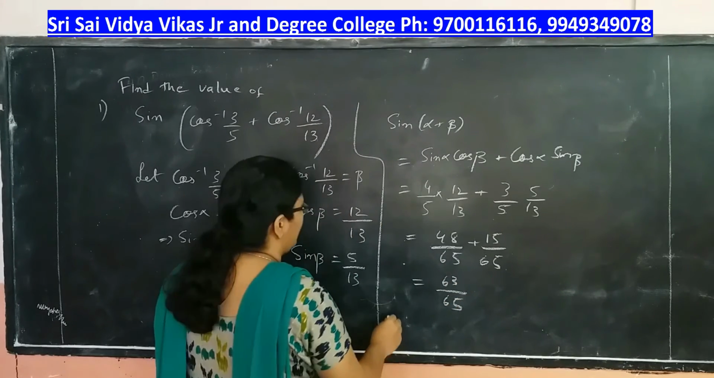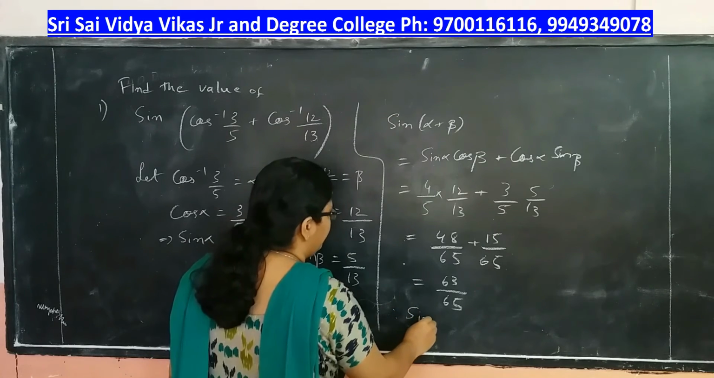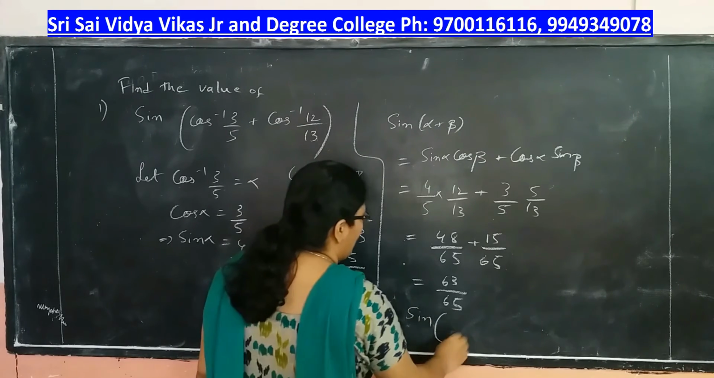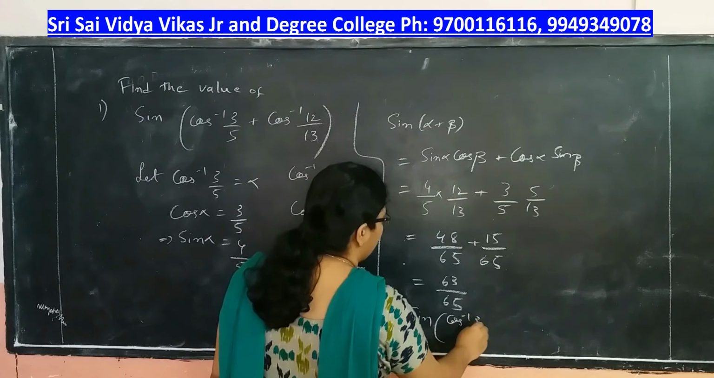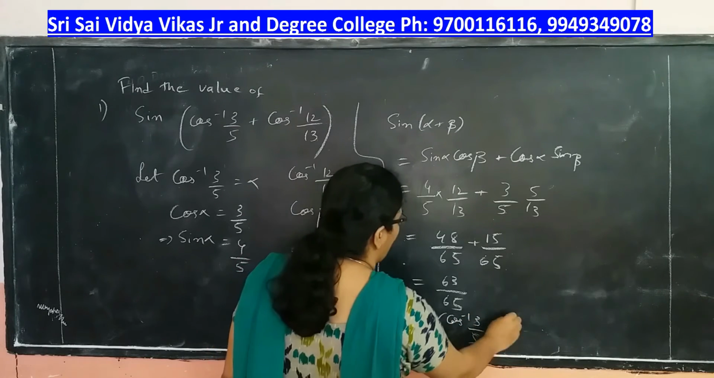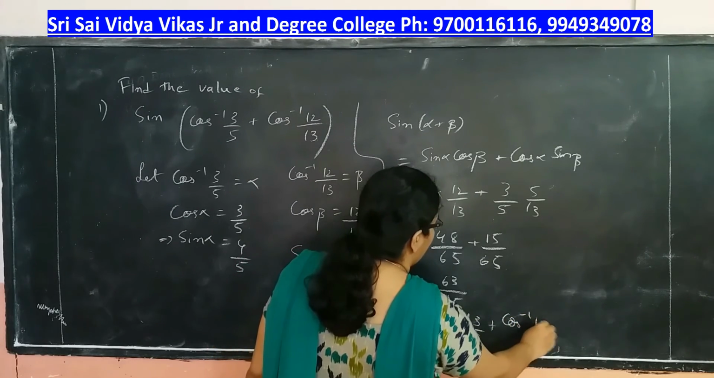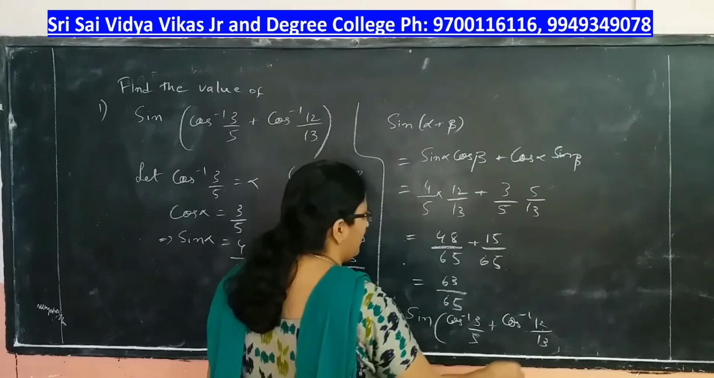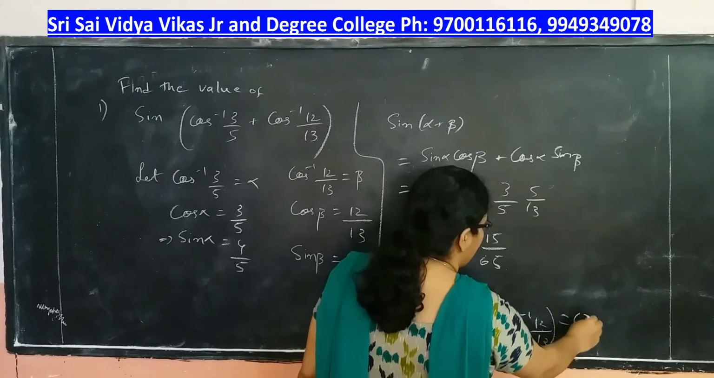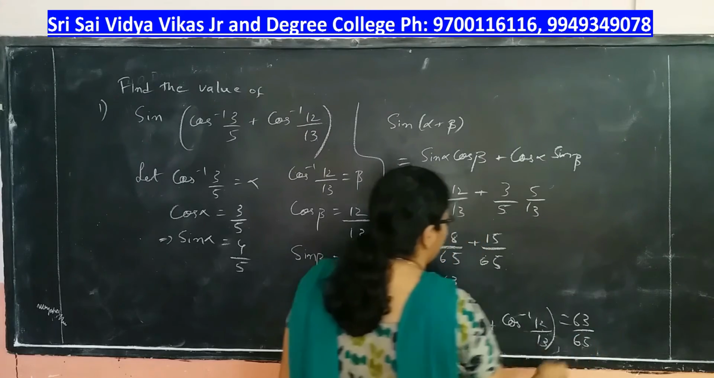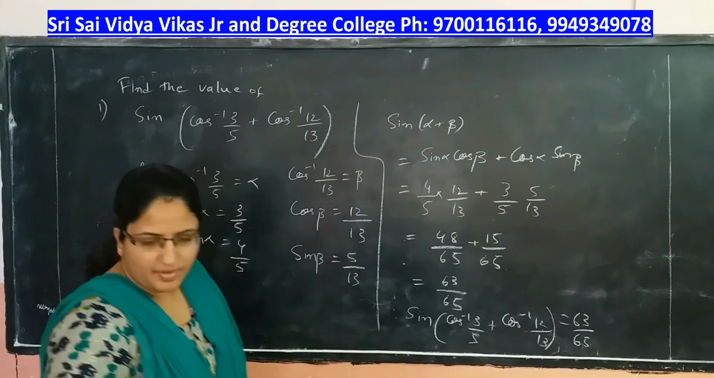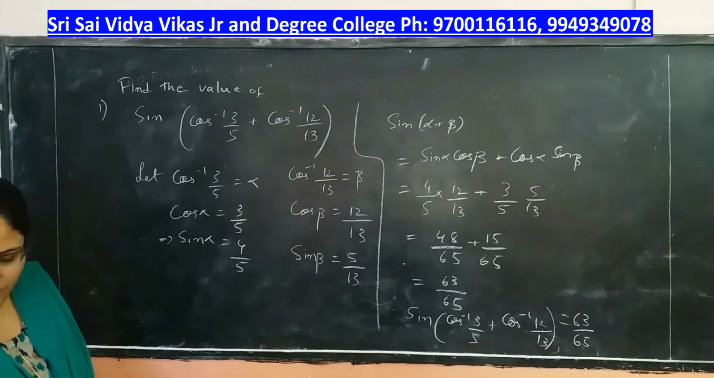This is equal to 63 by 65. So therefore, sine of cos inverse 3 by 5 plus cos inverse 12 by 13 is equal to 63 by 65. The value is 63 by 65. We shall discuss a similar kind of problem.